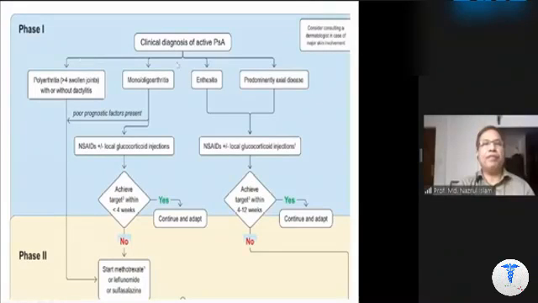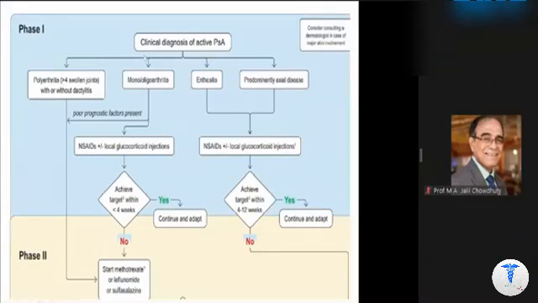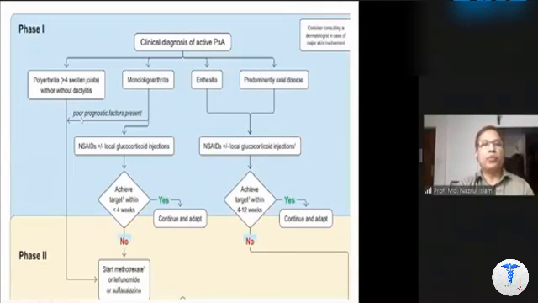Yes, now it is show. So if it is monoarticular, then you have to look for the poor prognostic factors. If they are not present, then NSAIDs and local glucocorticoid injections. Then we have to look for improvement within less than 4 weeks. If we observe the improvement, then we can continue and adapt.